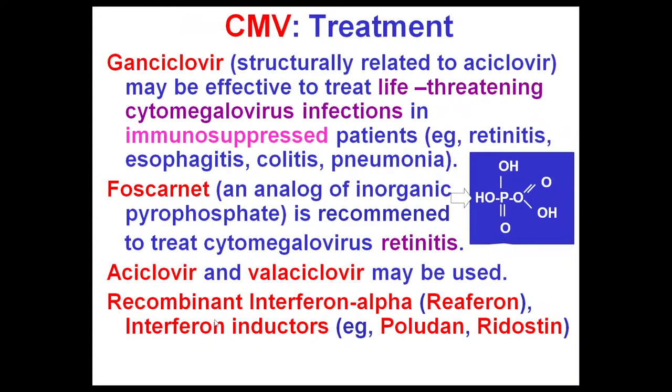Usually if we have CMV infection in immunocompetent individuals, we don't perform any treatment. But if we have life-threatening cytomegalovirus infection in immunocompromised individuals, like we mentioned, very severe retinitis, interstitial pneumonia, colitis or esophagitis, then some drugs can be used. Usually these are again Ganciclovir and Foscarnet. They are recommended because they can be used in lesser concentrations compared with acyclovir or valacyclovir. Some other preparations like recombinant interferon alpha or interferon inductors can also be recommended.